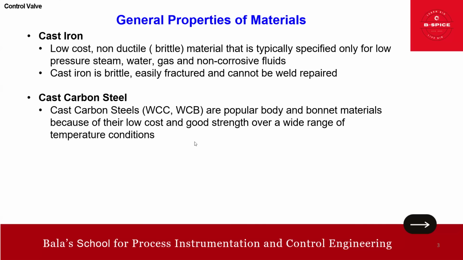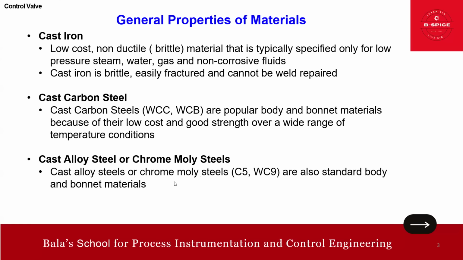Carbon steel, you would have seen it in many applications. Of course, when we prepare a data sheet, we align with the piping, but we should also know the benefits and the properties. Then we talk about cast alloy steel, or chrome moly steel. The cast alloy steel or chrome moly steel, we call it C5 and WC9, is also a standard body and bonnet material. We can choose this also.